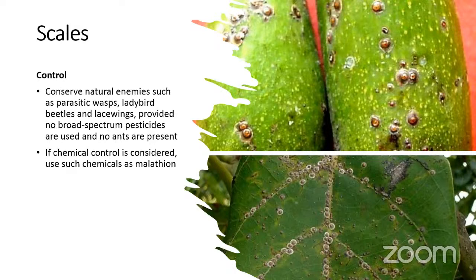Next. Yes, sir. Control. When it comes to control of scales in our orchards, the first mechanism we use is you conserve some natural enemies around your orchard, and also parasitic wasps play an important role. Then there is also ladybird beetles. The ladybird beetles are reddish in color and have some black spots. Those are important. When you see them in your field, they will actually help you to control the scales.